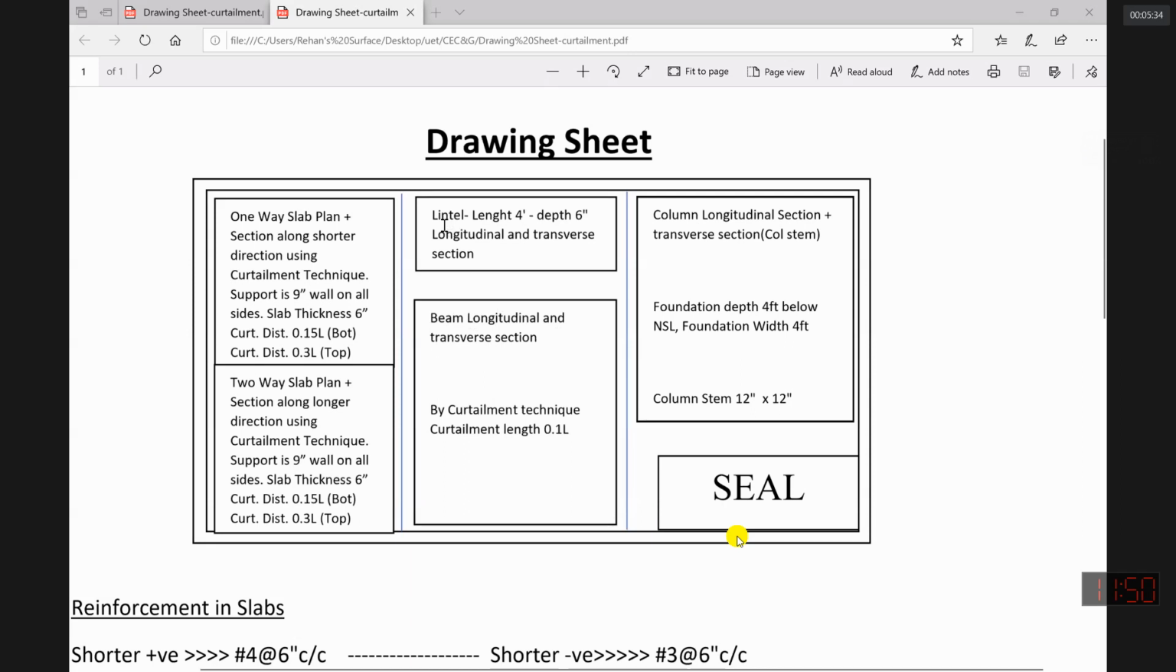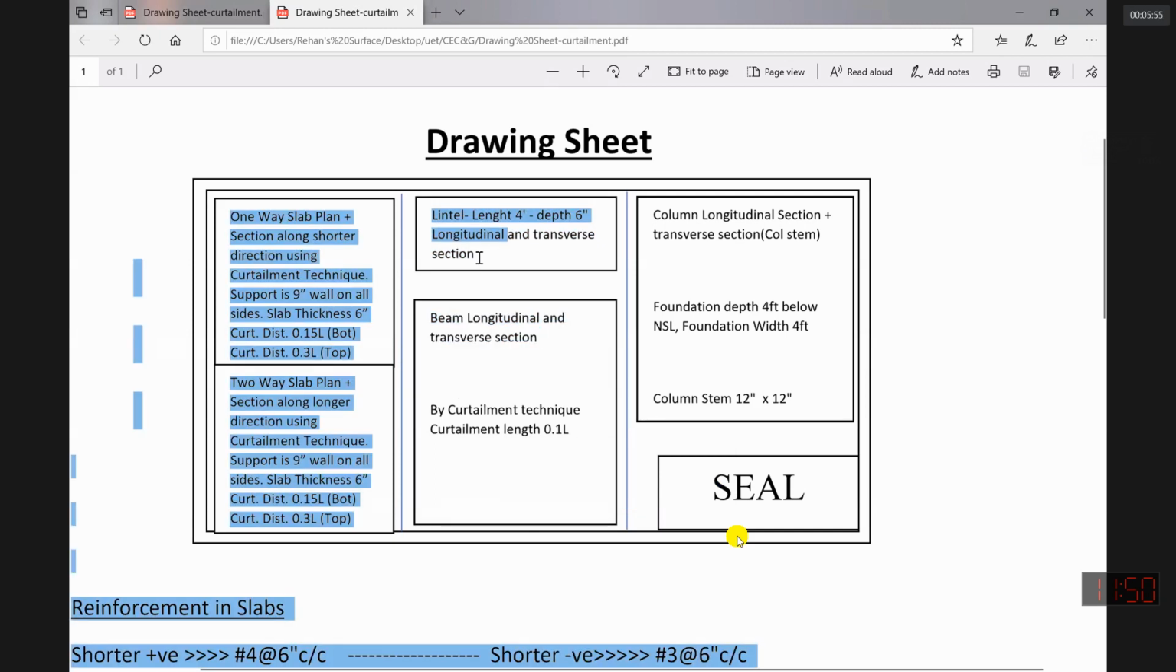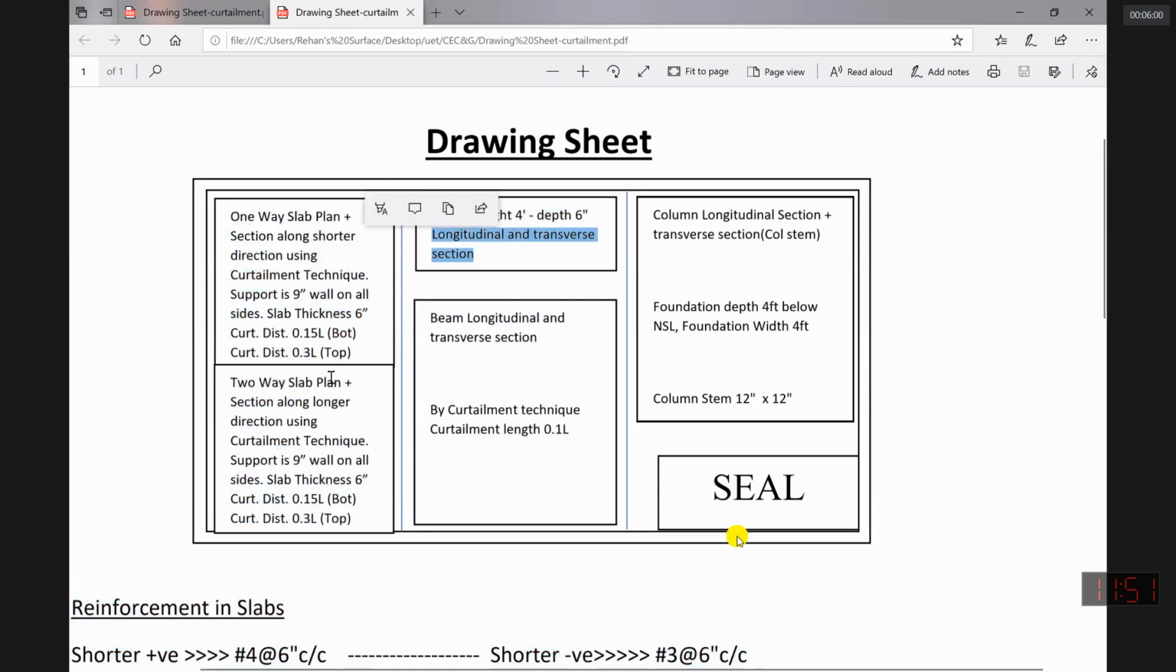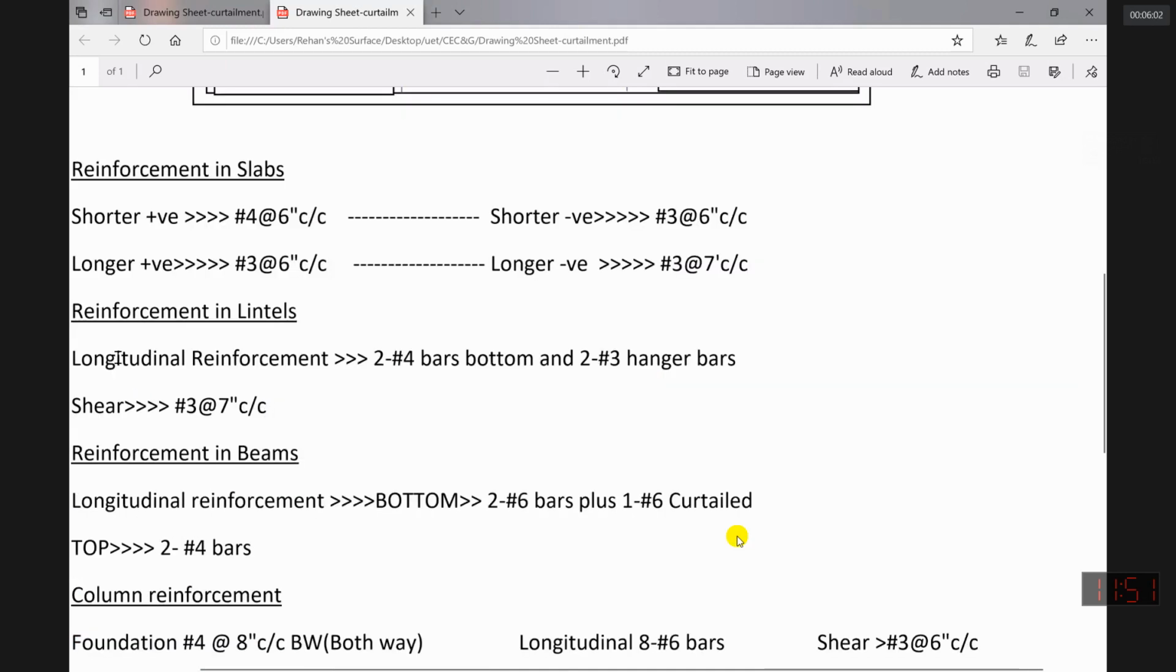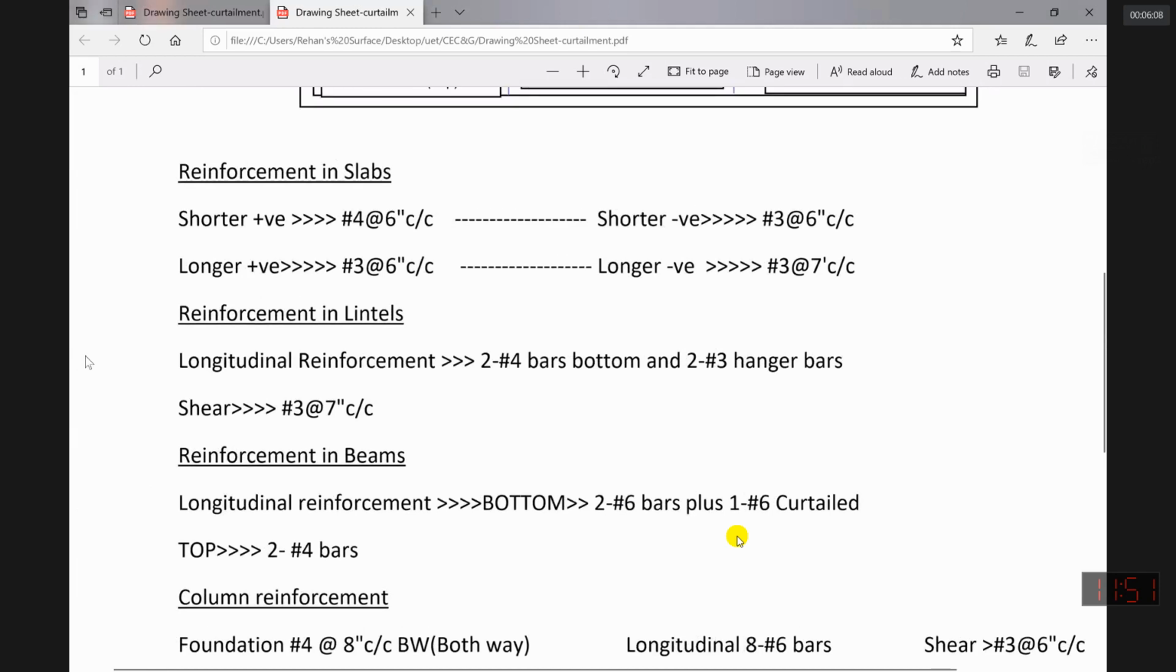So the length of the lintel is given, and the depth of the lintel is also given. You have to draw a longitudinal and transverse section of the lintel. Similarly, you have to show the beam longitudinal and transverse section. In lintels, no curtailment would be used because it is a small lintel. The reinforcement detail is written over here: two number 4 bars running in the bottom and two number 3 bars in the top layer.